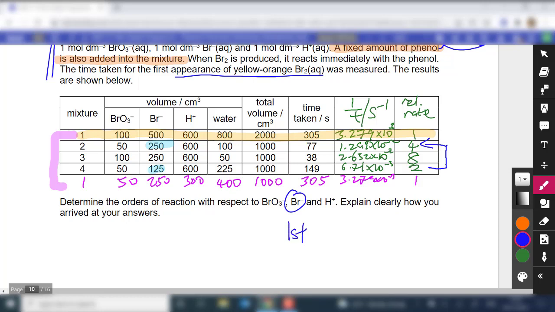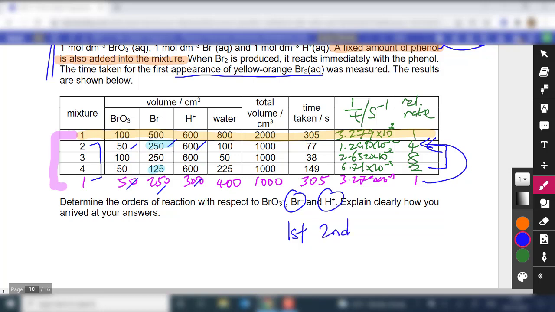Right, then let us take a look at H plus. I think for H plus, it will be good to compare 1 and 2. Again, bromide is constant, H plus volume doubles, and you realize that the relative rate quadruples. So in that case, the order of reaction with respect to H plus is 2.